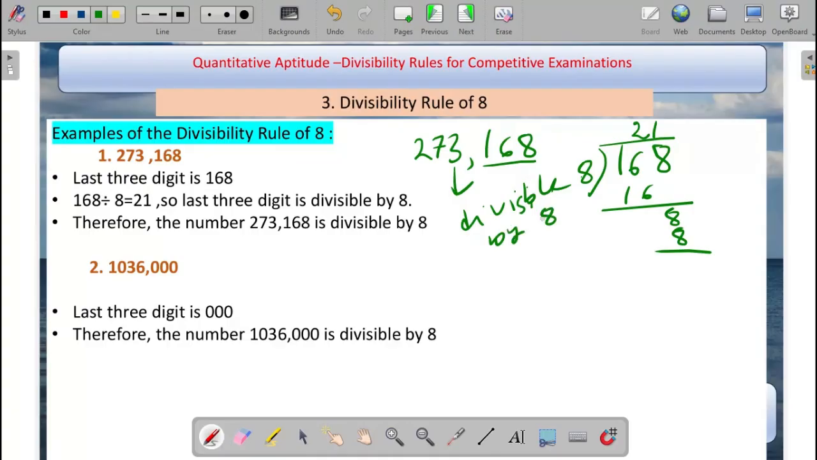Next number is 1036,000. The last 3 digits are 000. So straightaway this whole number will be divisible by 8. So this is the divisibility rule of 8.